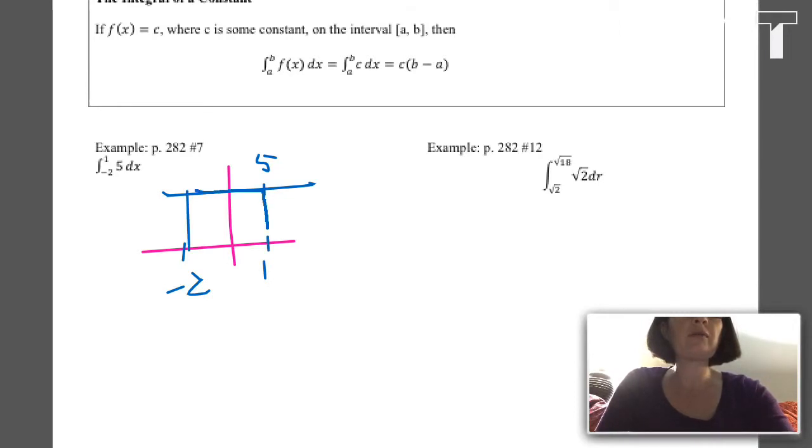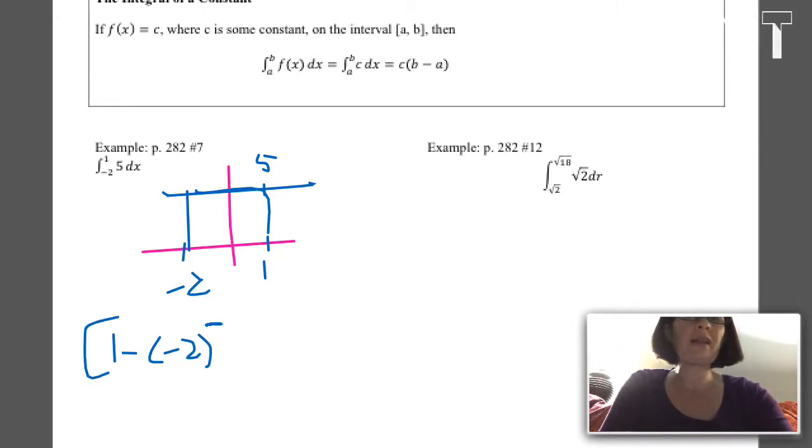Well, that's a rectangle. So feel free to use this formula up here if you want, or you could just notice here, what is the width across the bottom of that rectangle? It's 1 minus -2. And I want to multiply that by the height of the rectangle, which is 5. 1 minus -2 makes 3. 3 times 5, 15.